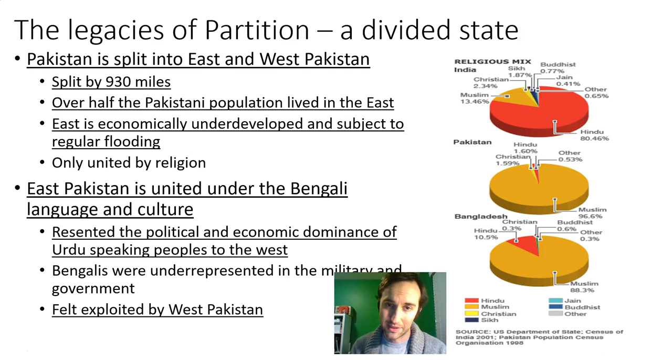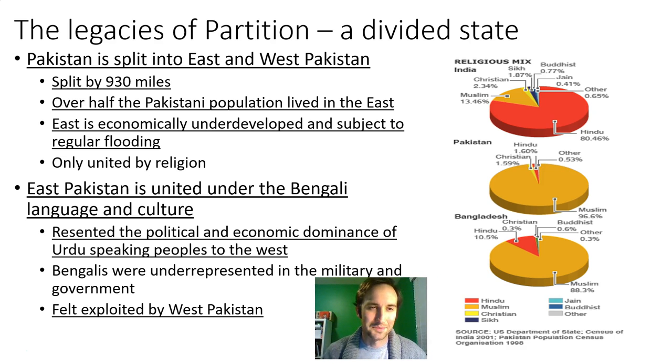Pakistan was split into East and West Pakistan. So this is one country split by 930 miles, across Indian territory, which kind of becomes an enemy. And so it's really not going to work out. Over half the Pakistanis lived in East Pakistan, and the eastern half is economically undeveloped. They're not where they should be, and they're subject to a lot of environmental factors and constant flooding.